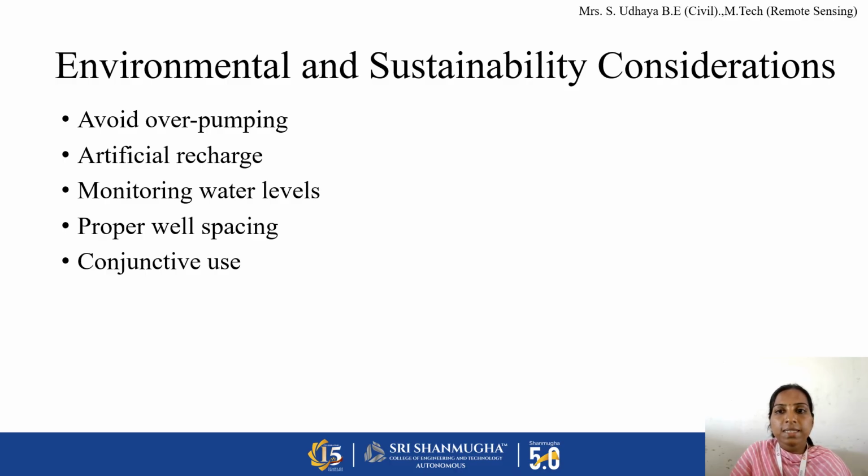Now the environmental and sustainable considerations while designing and constructing water wells. We have to avoid overpumping. Artificial recharge is required in some places, and we have to monitor the water wells using observation wells, which are constructed around the pumping well. Then proper well spacing is required, and for irrigation purposes, conjunctive use of water wells and surface water is essential.